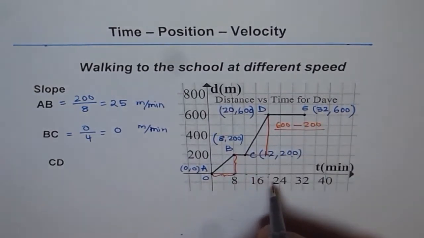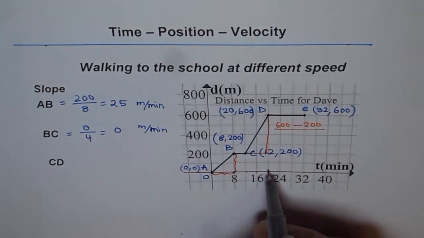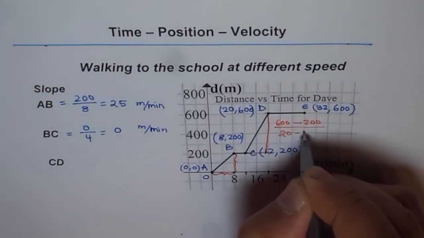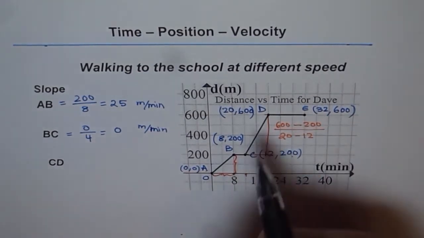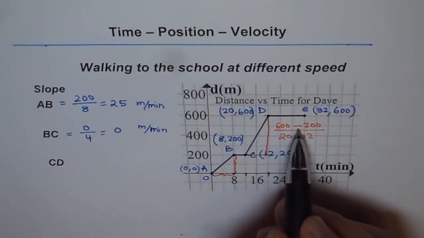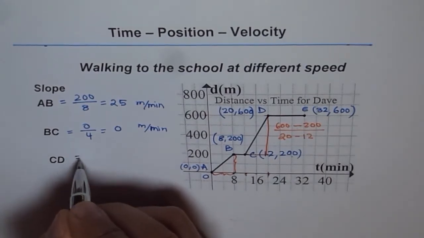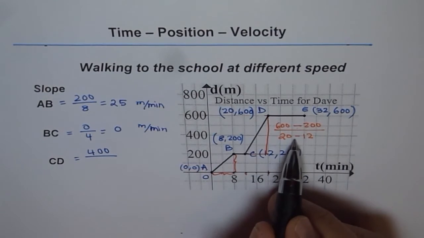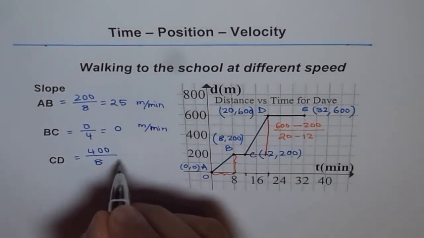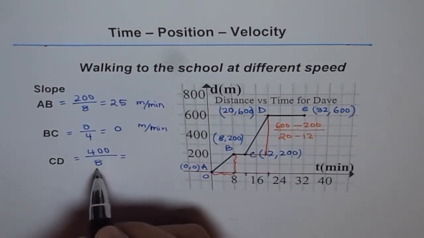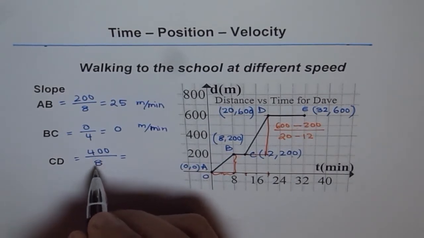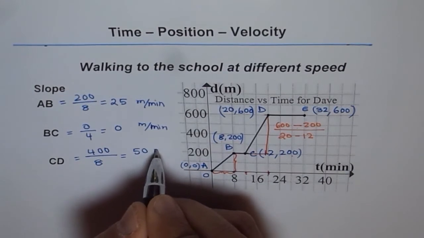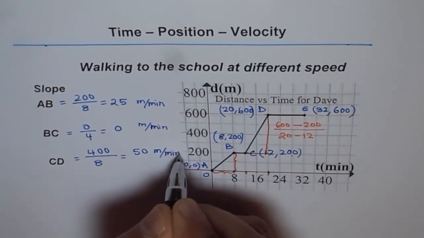And change in time is 20 minus 12. Correct? So we can write change in distance is 600 minus 200, which is 400, divided by 20 minus 12, that is 8. So when you divide 400 by 8, 8 times 5 is 40, and then 0. So it's 50 meters per minute, right?